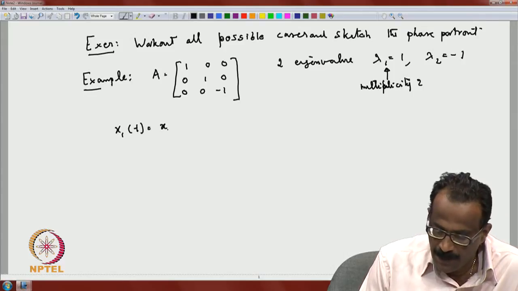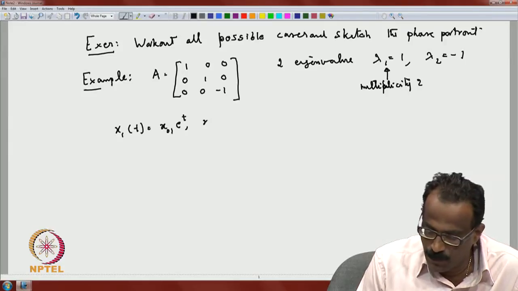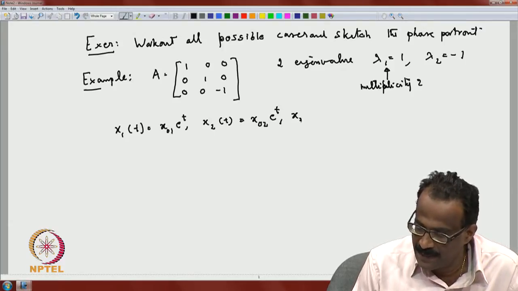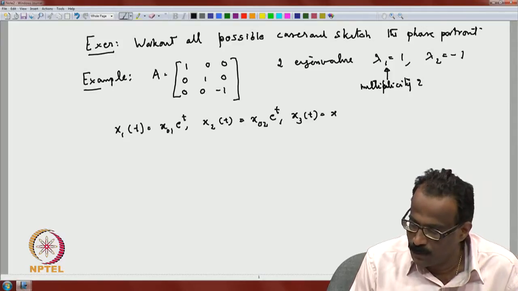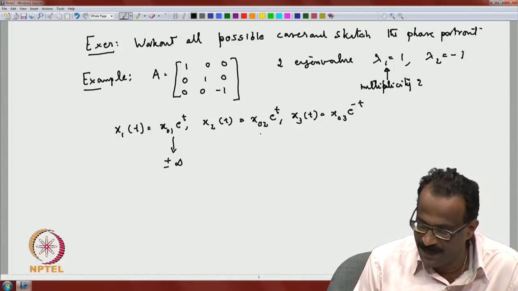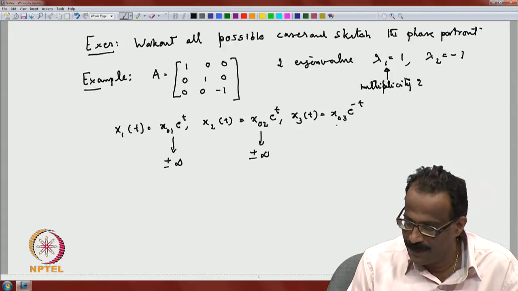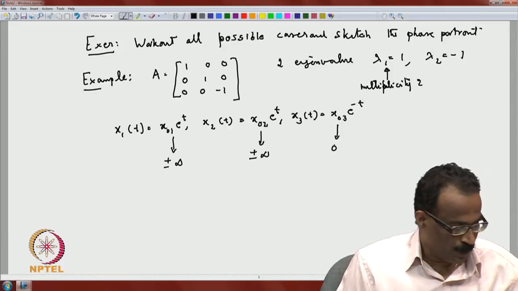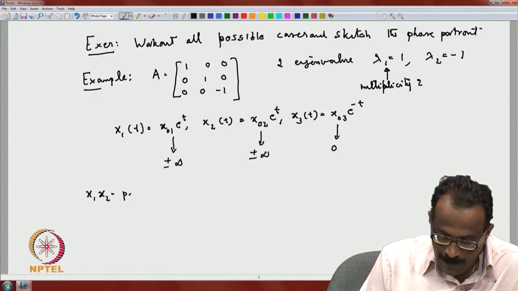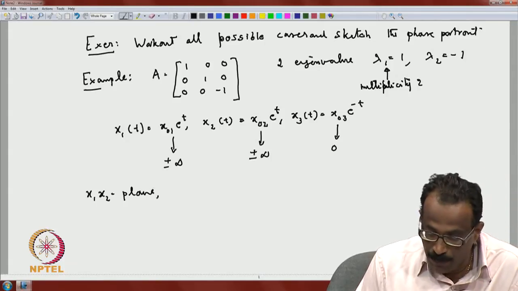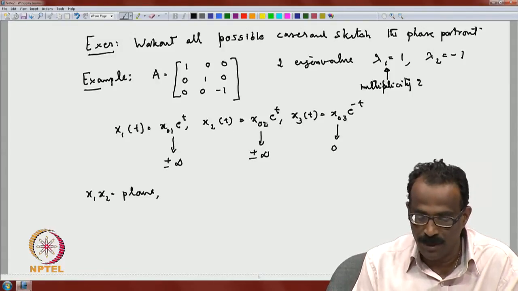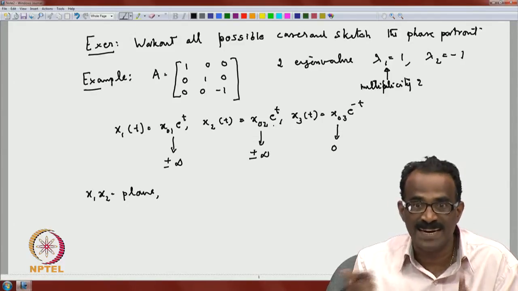x1(t) is equal to x01 e power t, x2(t) is equal to x02 e power t, and x3(t) is equal to x03 e power minus t. You see, x1 and x2 go to plus or minus infinity as t tends to infinity, but x3 goes to the origin. So how does it look? If you look at your x1, x2 plane, forget about the x3 component, you will have an unstable node type of picture. It is something like a node, because x01 e power t and x02 e power t are nothing but straight lines in the plane.